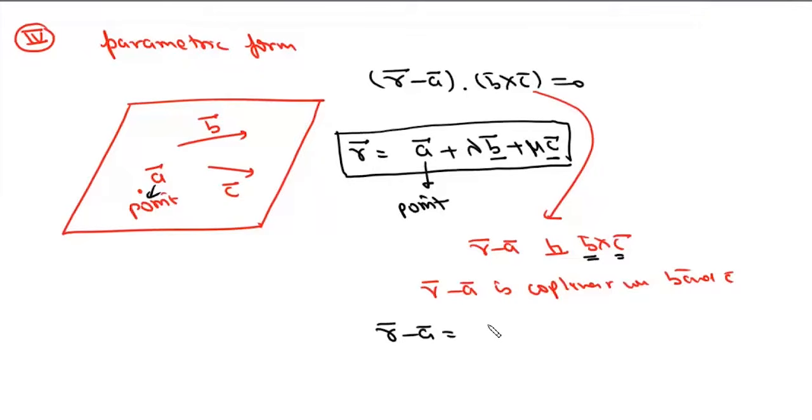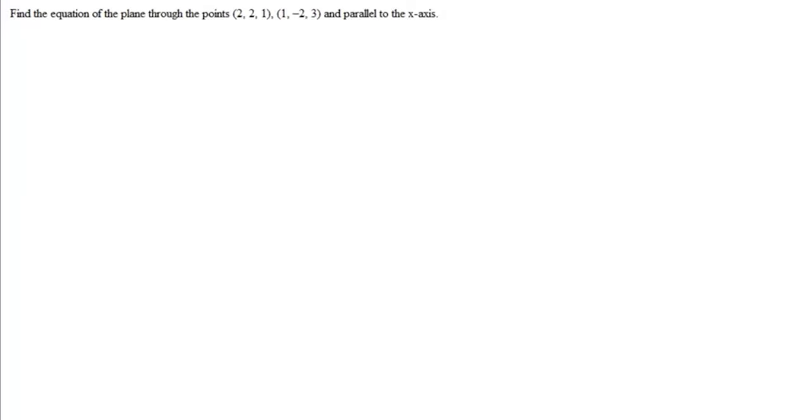So the linear combination of B and C is lambda B plus mu C, and thus we get this equation as R equals A plus lambda B plus mu C. Next question: find the equation of the plane passing through these 2 points and parallel to the x-axis.